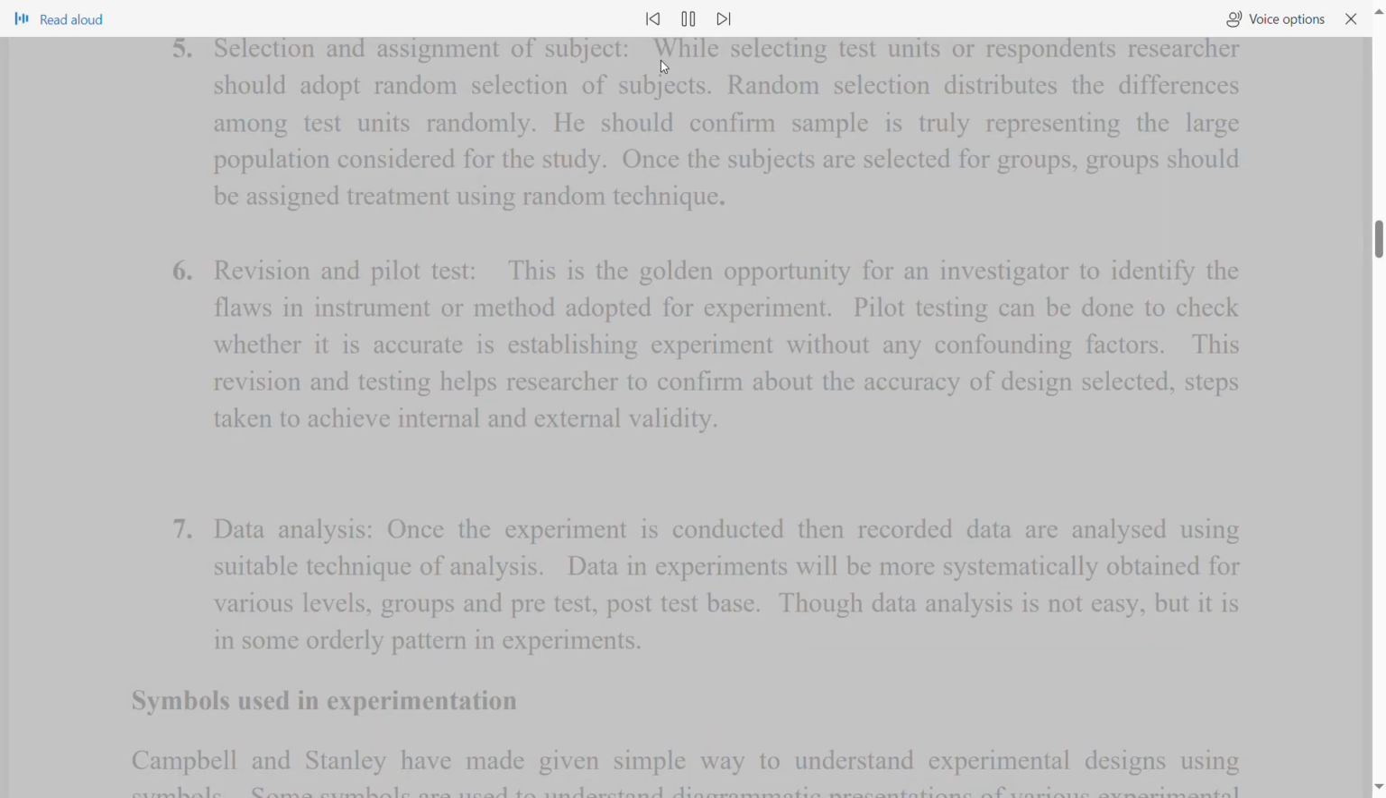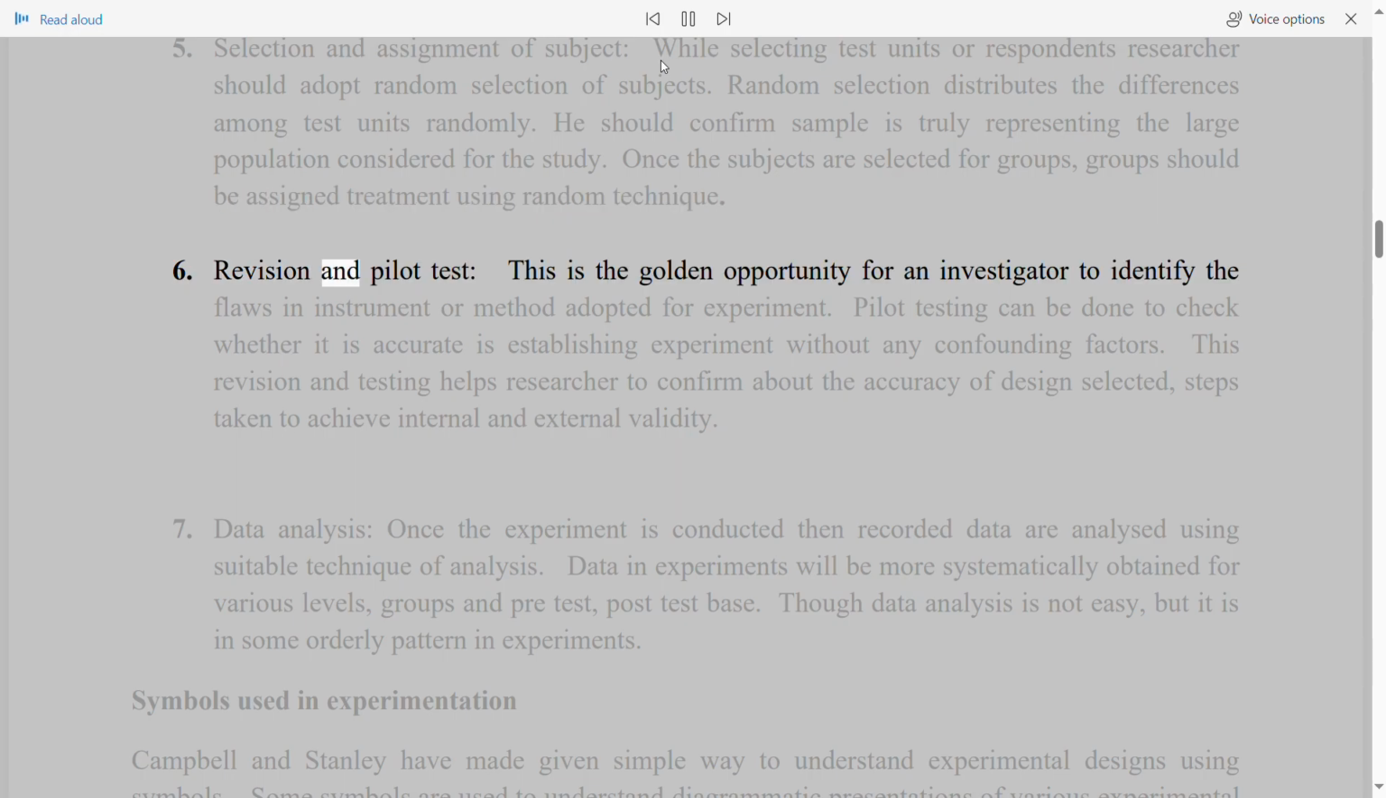5. Selection and assignment of subject. While selecting test units or respondents, the researcher should adopt random selection of subjects. Random selection distributes the differences among test units randomly. He should confirm the sample is truly representing the large population considered for the study. Once the subjects are selected for groups, groups should be assigned treatment using a random technique.